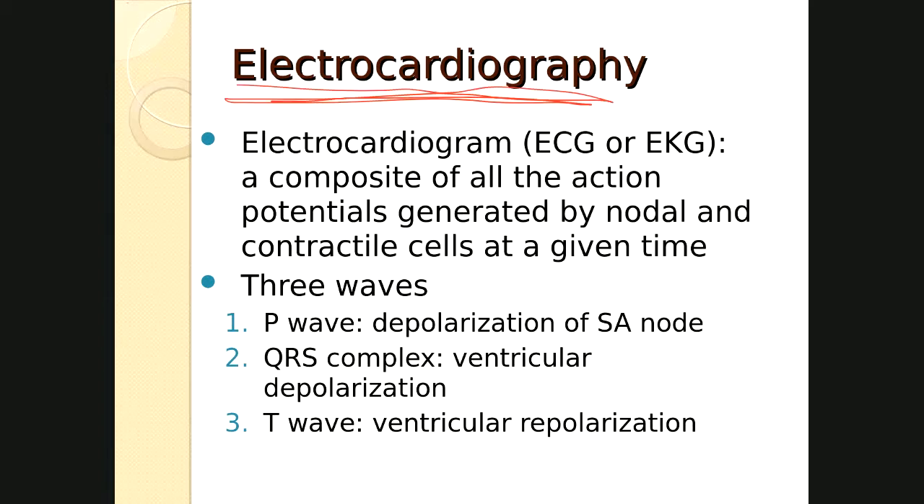It's an electrocardiogram. And what the electrocardiogram shows is the electricity. It's the action potentials. Now, there's not one action potential, there's thousands of them. Every cell is going to go through an action potential. And so an ECG is a composite of all of those action potentials.